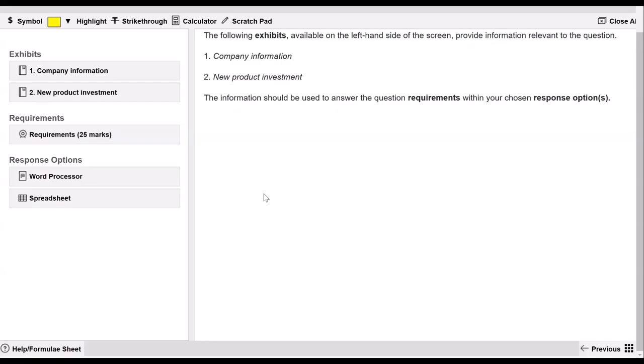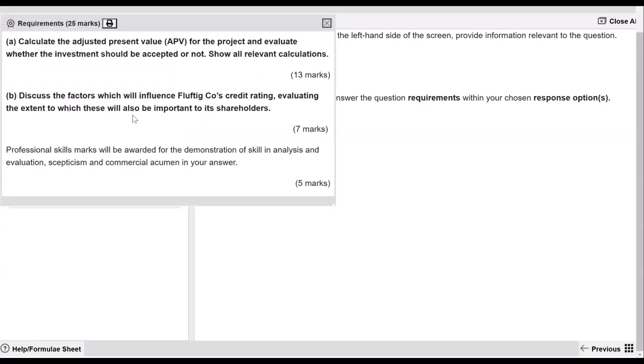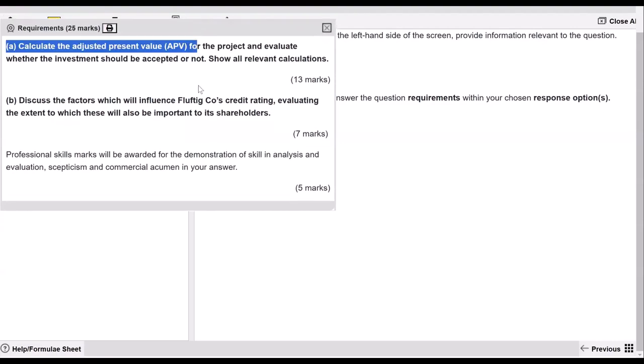You're not supposed to start with the exhibits. You're supposed to start with the requirements. And let's have a look at the requirements. We've got the requirements here.